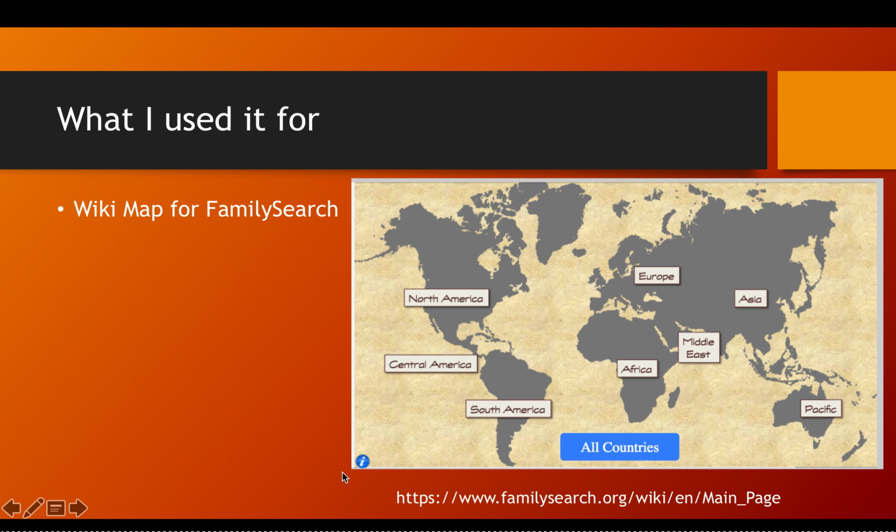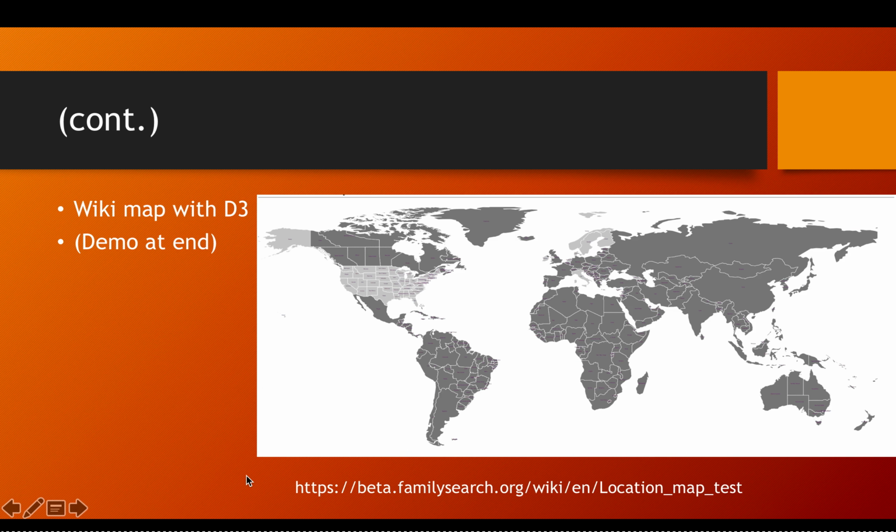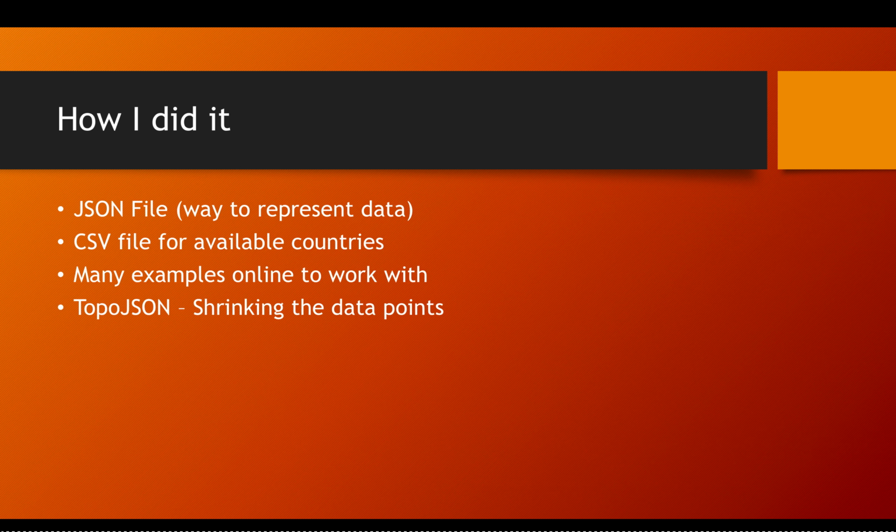What I used it for was a map on the Family Search wiki page. There's a link down here if you want to go check it out. Right here, this is the current map on the page. My map looks like this. I made a lot of changes. I had to find a lot of different data to get all of these points, but I'll talk a little bit more about that in a second.